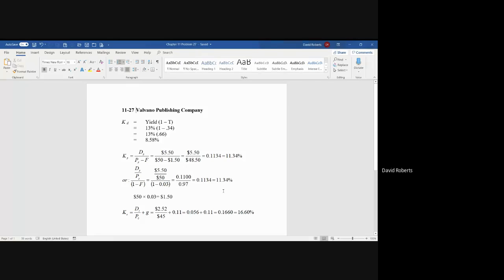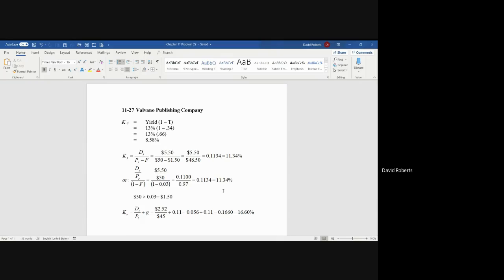This is actually quite similar to Chapter 11, problem number 24. But it doesn't hurt to look at it, where there's a slight difference in the way that the information is presented. There's a long couple paragraphs of information. Bottom line is we're trying to calculate the weighted average cost of capital.